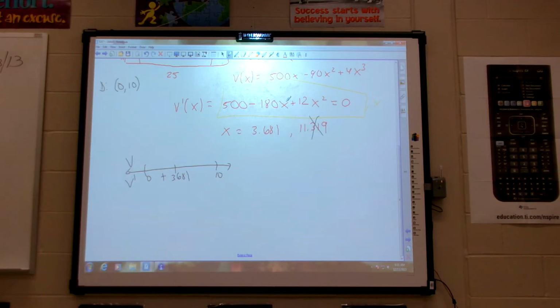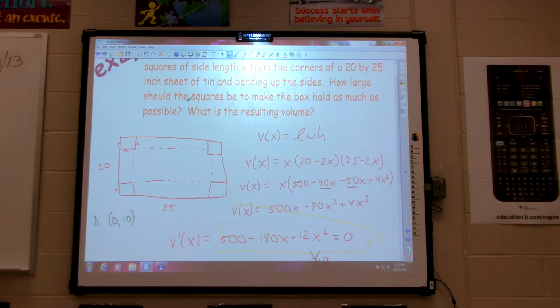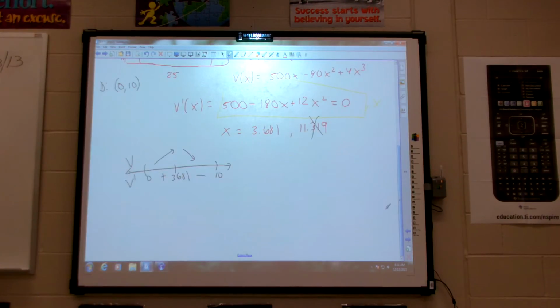You all get that? A lot of people assume, oh, it's going to be close, that must be negative. No, no, no. So that is, in fact, a max, correct? So let's see what they're actually asking. What size should the squares be? They should be 3.681 inches by 3.681 inches, correct?